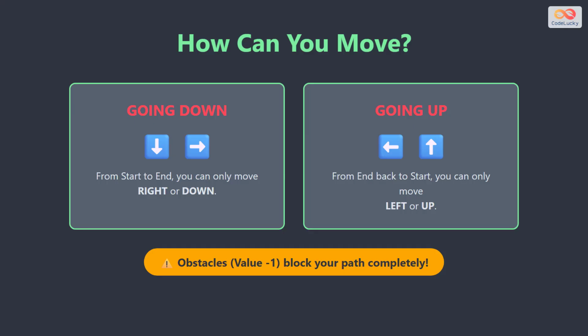Let's clarify the movement rules. On the first leg of your trip, going from start to end, you are restricted to moving only right or down. You cannot move up or left. However, on the return trip from end back to start, you reverse this. You can only move left or up. Remember, if a cell contains an obstacle, you cannot step on it at all.